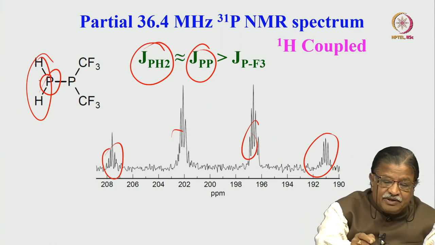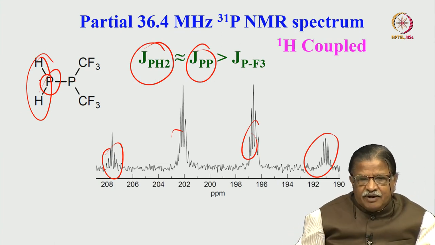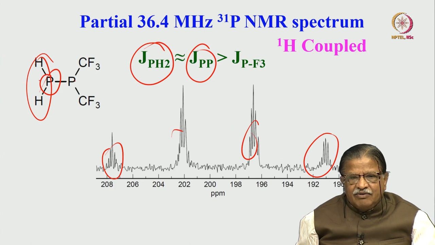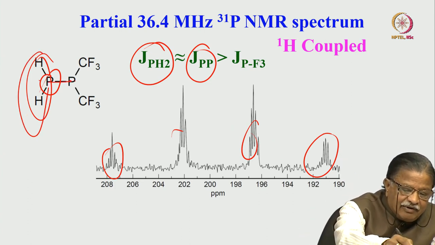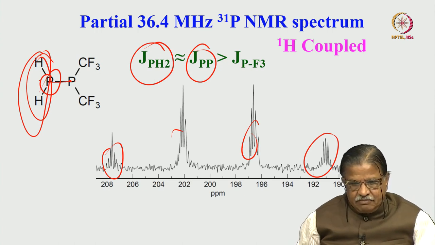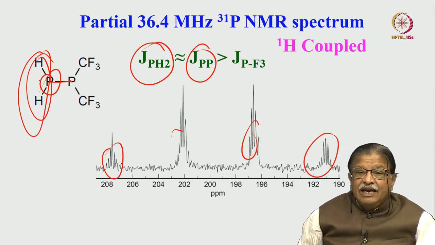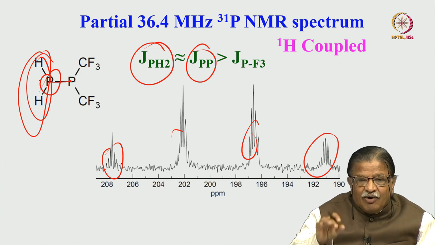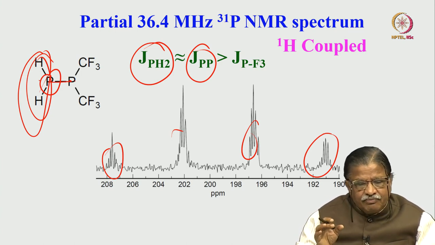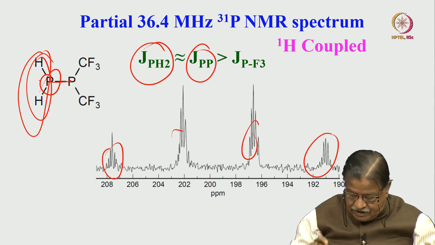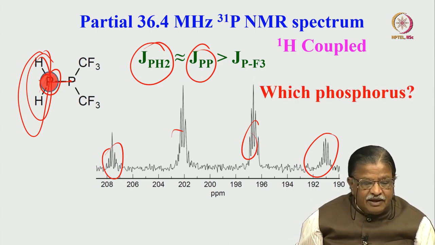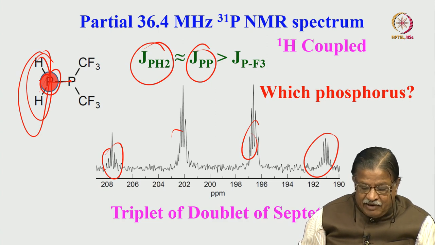That means J_PH2 and J_PP both are around that order. As a consequence, what happens? One will be a doublet and each line of the doublet will be a triplet. Then it can overlap and give us a quartet. How? Remember when we understood the multiplicity pattern, we discussed this at length. Look at this one. This phosphorus is a triplet of doublet of septet.